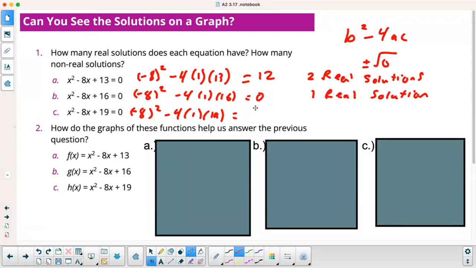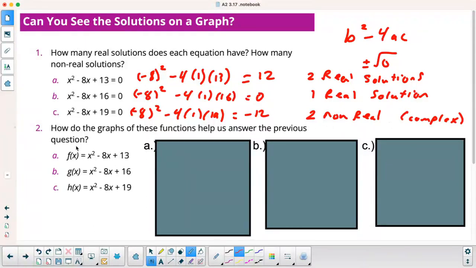So I'm going to get negative 12. So if this is negative, we're going to have two complex solutions. If they're complex, we're going to just say two non-real or complex. But it says how many real and how many non-real, so I'm going to answer my question the way that it said.